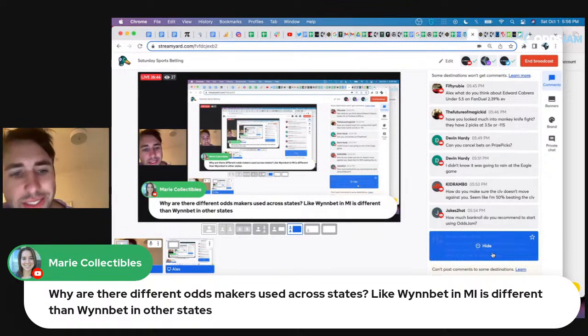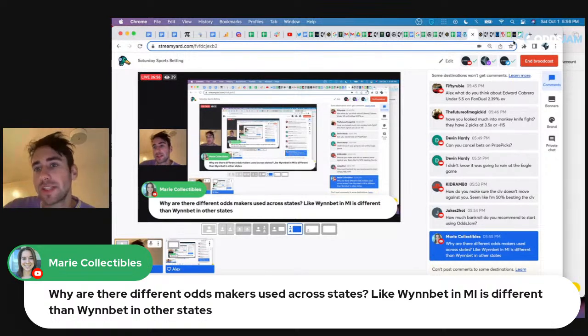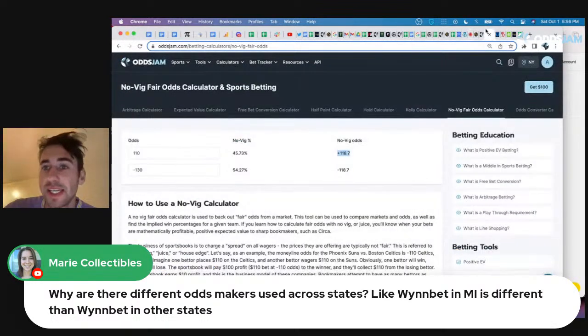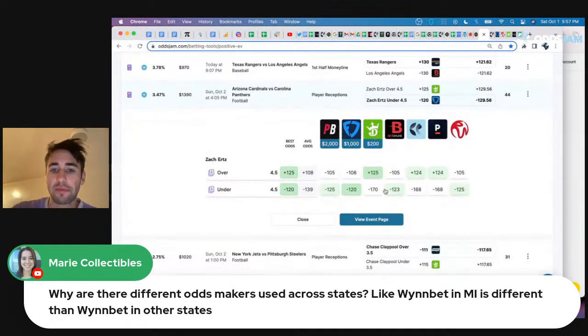That's a good question. A lot of it's state by state laws. Some states have higher tax rates, so the sportsbooks add more juice and they'll widen their markets, which you'll see happen sometimes on Caesars, and in Tennessee, I believe it definitely happens. Zach Ertz under 4.5 receptions.